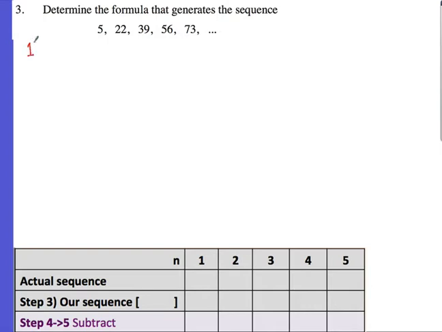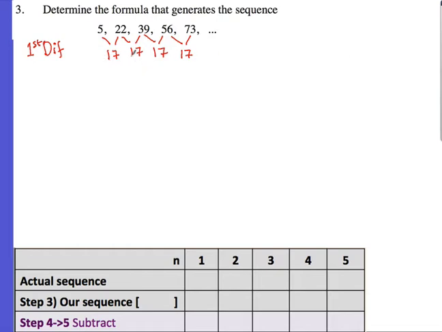Working out the first difference, I'm just going to write diff for difference, first difference. 22 take away 5 is 17. 39 take away 22, sorry, is 17, 17. 56 take away 39 is 17. And 73 take away 56 is also 17. The first difference is always the same. So this is not a quadratic, it is a linear sequence.